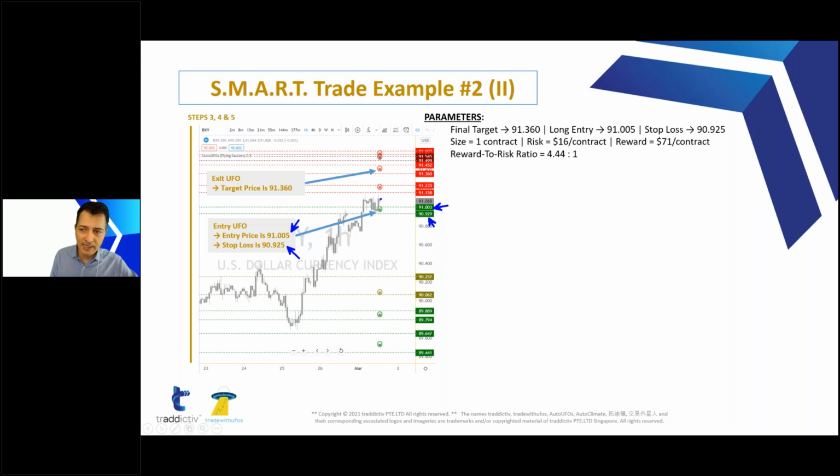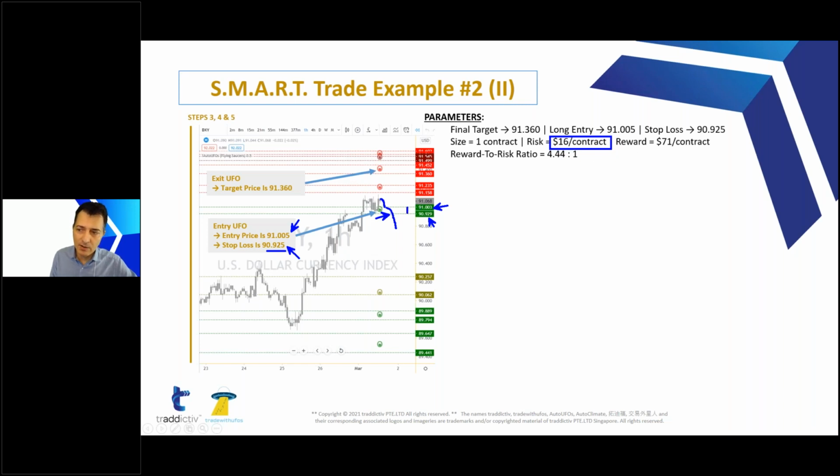So you are expecting, like before, price to come to the UFO, and that's when you buy, and then you expect it to go higher and reach your target at 91.36. Of course, we may be wrong, and what happens is that it goes against us and falls. So if it falls, then right there at 92.5, we're going to use a stop order to exit the trade for a loss. How much would that loss be in this case? $16 per contract. That UFO is narrower.